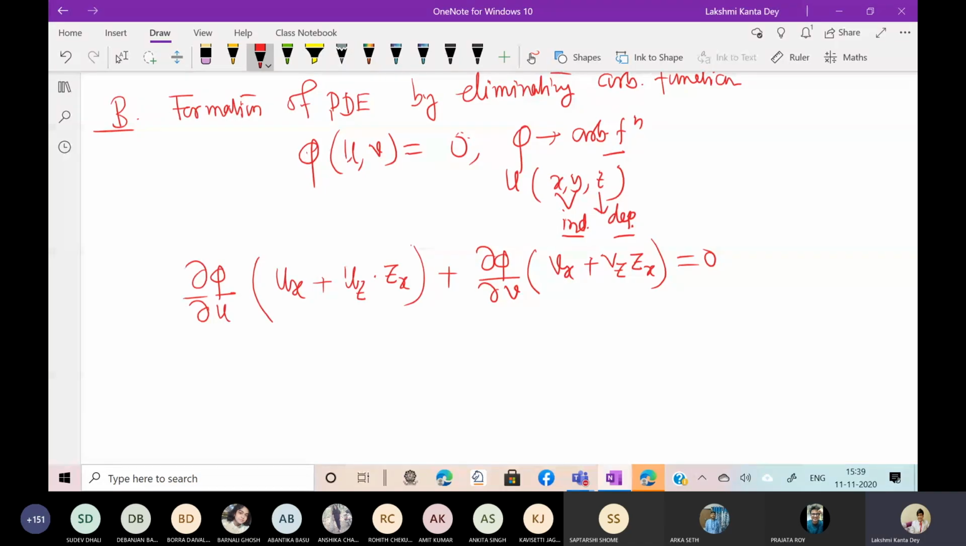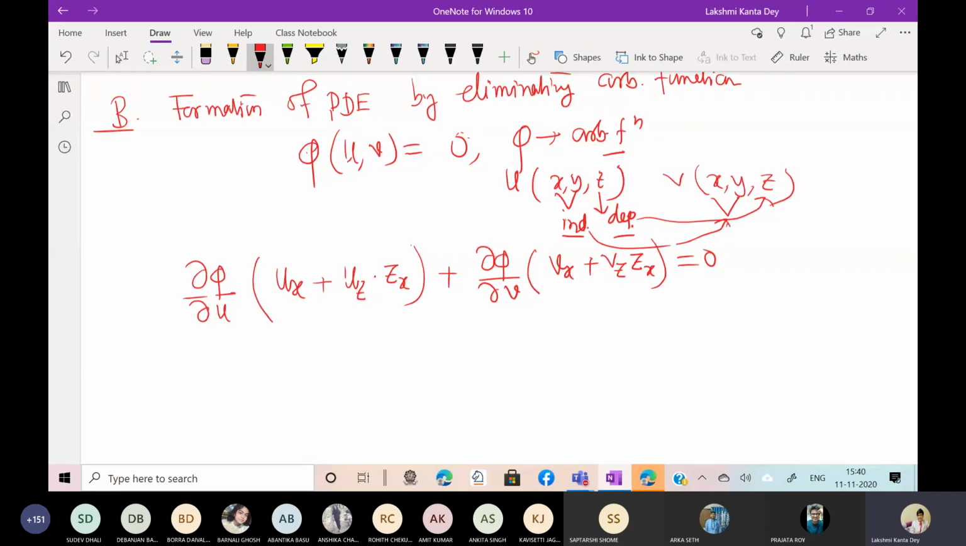We have to think about the variable and its nature. u and v are two variables, and phi is an arbitrary function which is depending on u and v. And at the same time, u and v are functions of x, y, z, where x and y are independent and z is dependent. Clear? So you see the involvement: one arbitrary function, two variables which are again dependent on x, y, z, and again z is dependent on x and y.